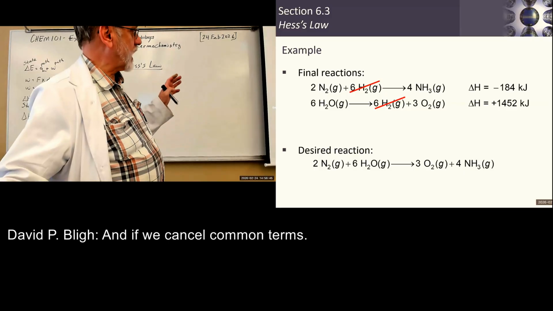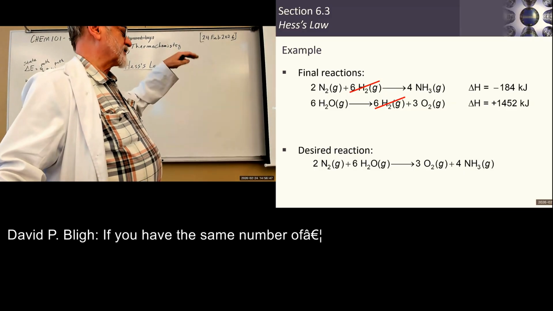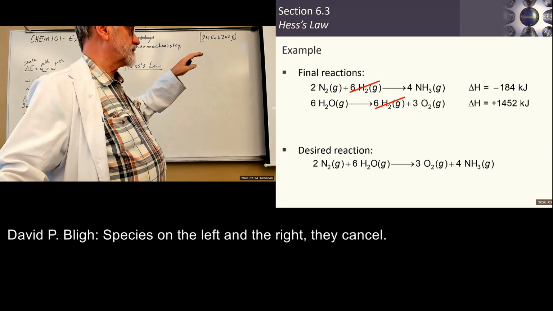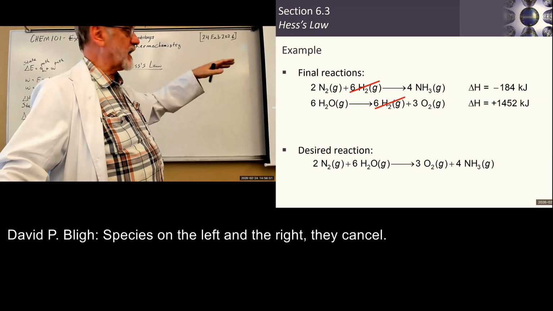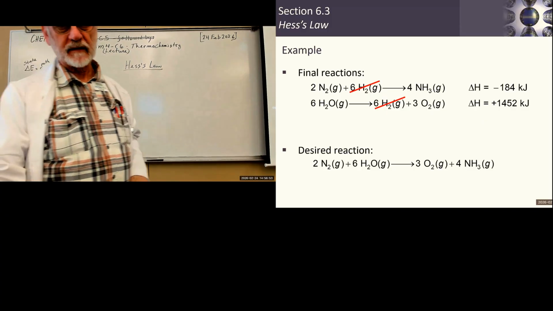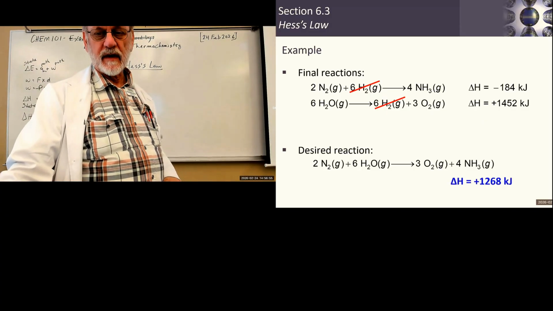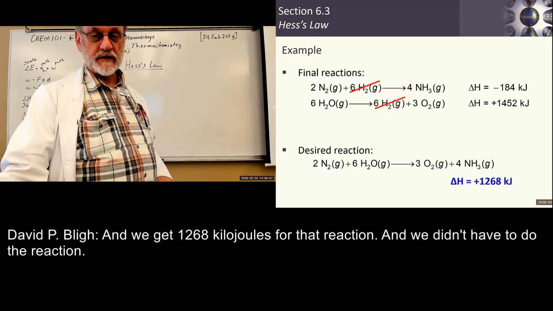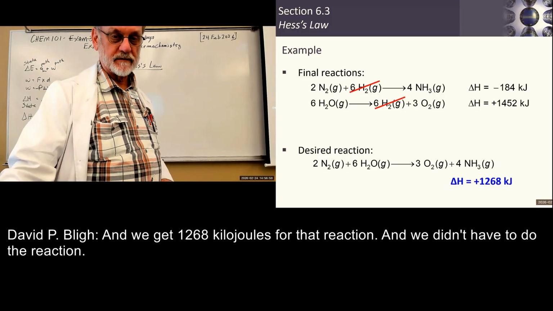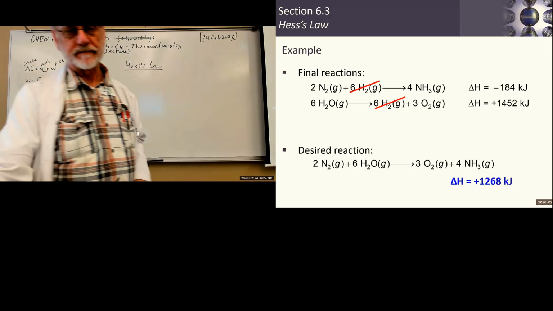And if we cancel common terms, if you have the same number of species on the left and the right, they cancel. And then we add them together and we get 1268 kilojoules for that reaction. And we didn't have to do the reaction.